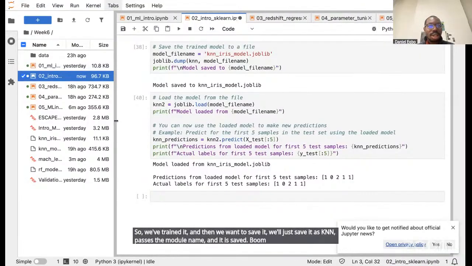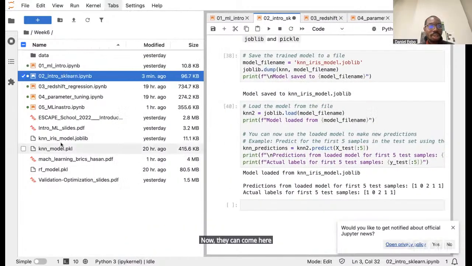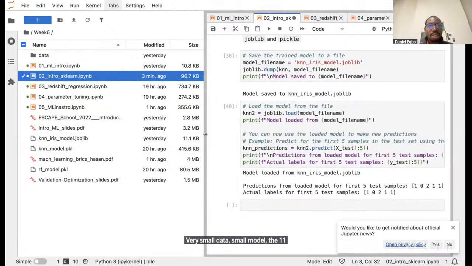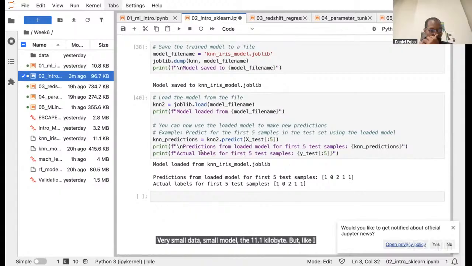Boom, it is saved. Now you can come here and see that the model is saved here. We'll call it KNN iris model.joblib. Very small model, 11.1 kilobytes. But like I said, this is a very simplistic case.